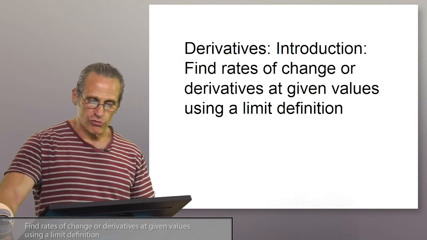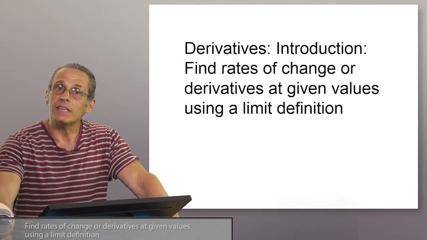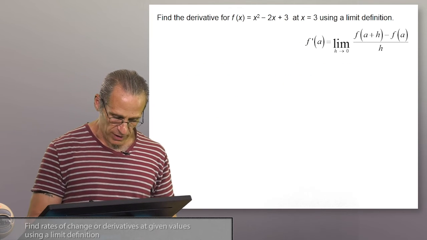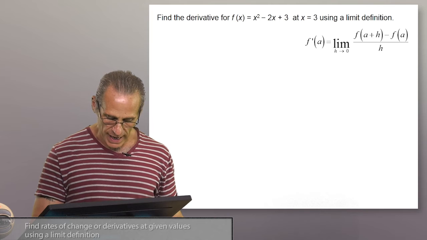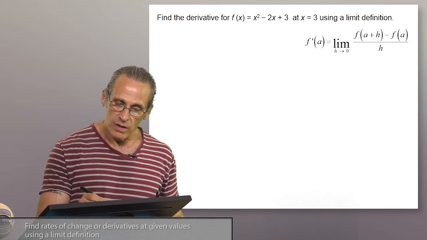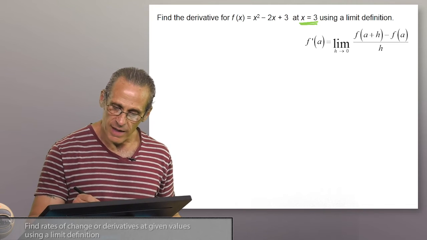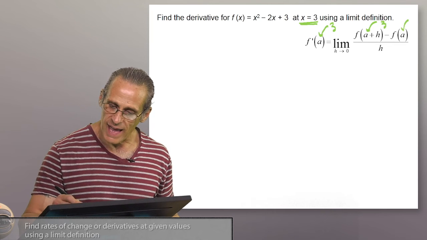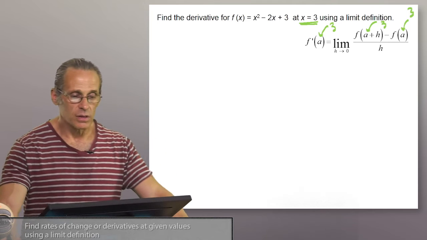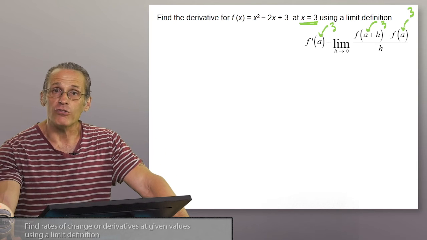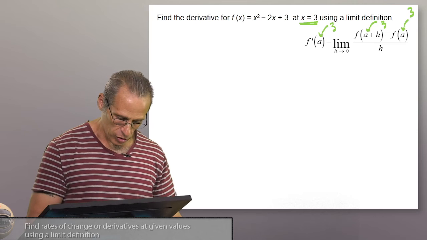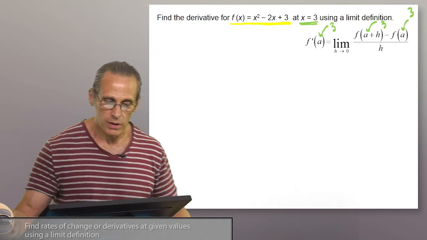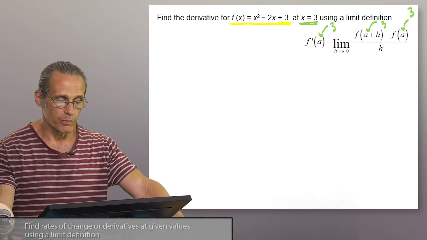Find rates of change or derivatives at given values using a limit definition. What we're going to do is use a limit definition to find the derivative of the function at x equals 3. So if we're at x equals 3, that means our value of a is 3. And we'll substitute in that value of a into our limit definition to find the slope of the curve of the function at 3. Now, what's our function going to look like? Well, our function is f of x equals x squared minus 2x plus 3.